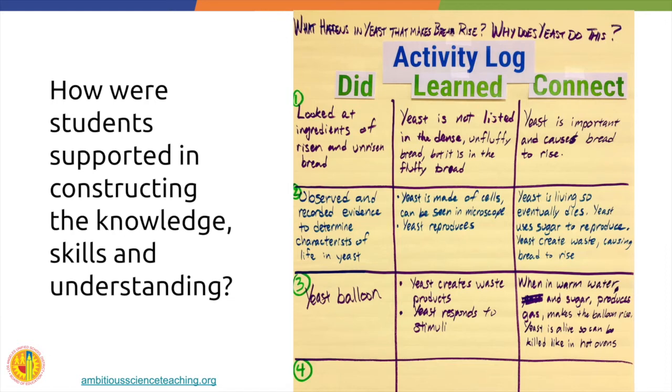So we saw the first activity, where the students looked at the ingredients of the risen and unrisen bread. They looked at what they did, and they looked at what they learned, and then through discourse in the classroom, they talked about how it connects to the overarching question, to the phenomenon. And they do that for every single lesson. Every single lesson at the end, they talk about what they did, and what they learned, and how it connects to the phenomenon.